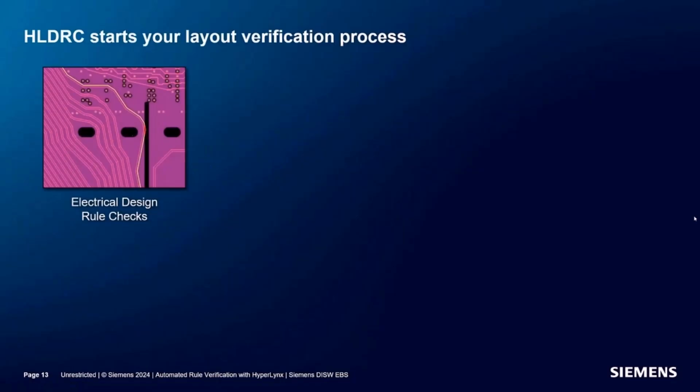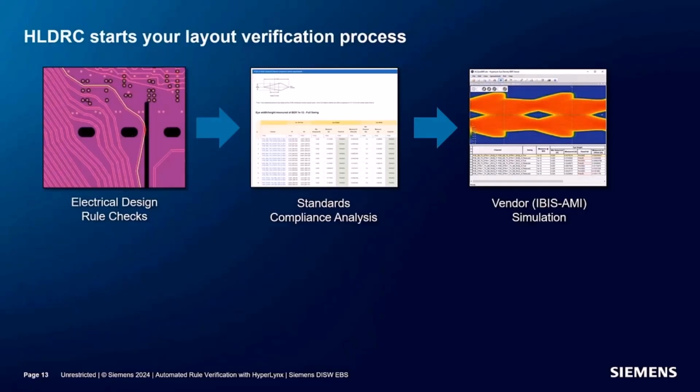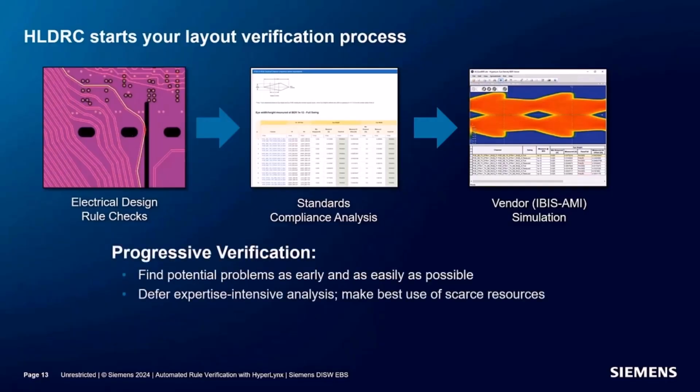In our methodology, we start by running electrical design rule checks during layout to look for common problems. Then we're going to use standards compliance analysis to look at the system level interconnect and make sure it meets protocol requirements. And finally, only once we've gotten as many problems off the table as possible, we'll use IBIS AMI or vendor based model simulation to predict how the system will perform with actual devices and settings. We call this methodology progressive verification.